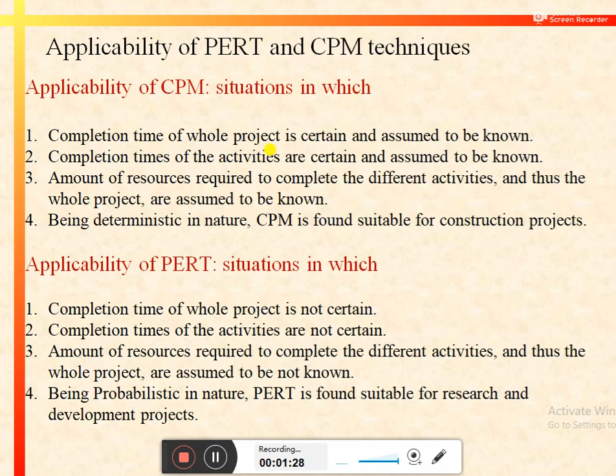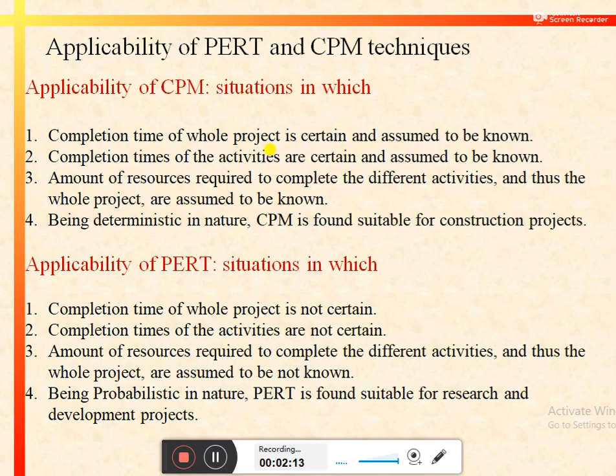As we know, to apply the critical path method, we assume that certain information is with the decision maker, such as we know the completion time of the whole project, we know the completion times of the activities, and we know the amount of resources required to complete the different activities. So the situation is quite certain when we apply the critical path method. But when the situation is not certain, or we are operating under conditions of uncertainty, then we apply the project evaluation and review technique for efficient project management.